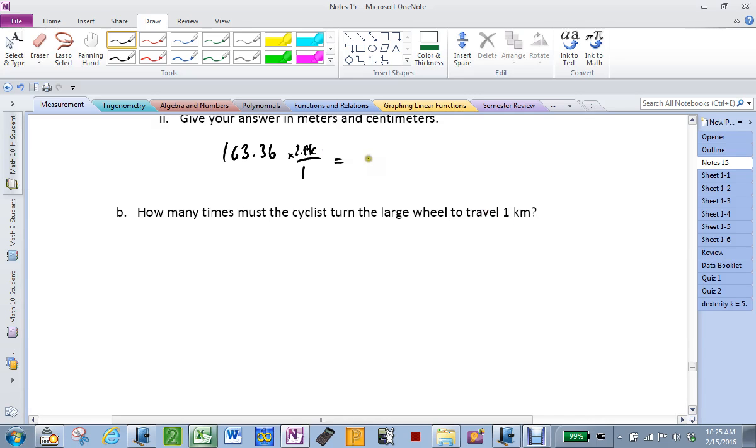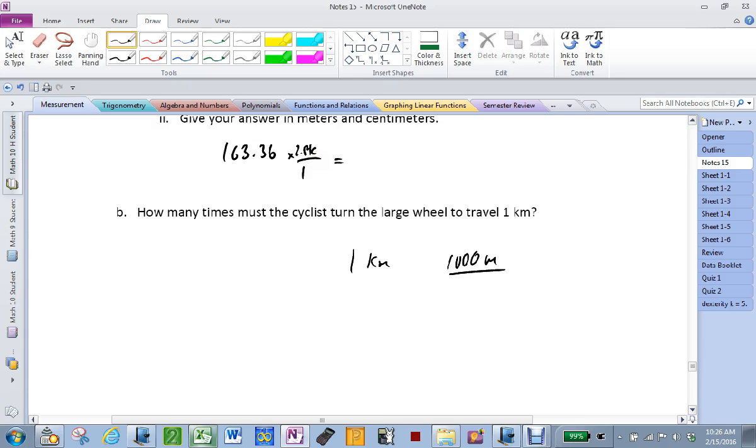Well, once you have the meters and centimeters, what do you do? You divide how many? Can you do 1 km divided by this answer? No, what do you got to do? 1,000 meters. 1,000 meters divided by this answer, whatever it may be. And 163 times 2.5 is going to be 320 plus 80. It's going to be 400 and a bit, right?